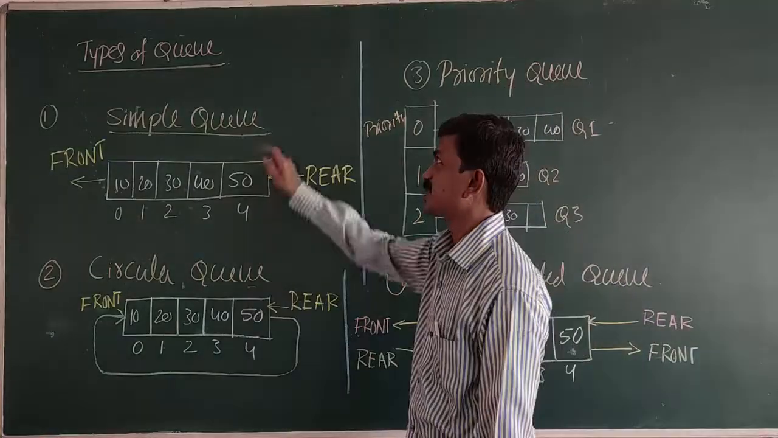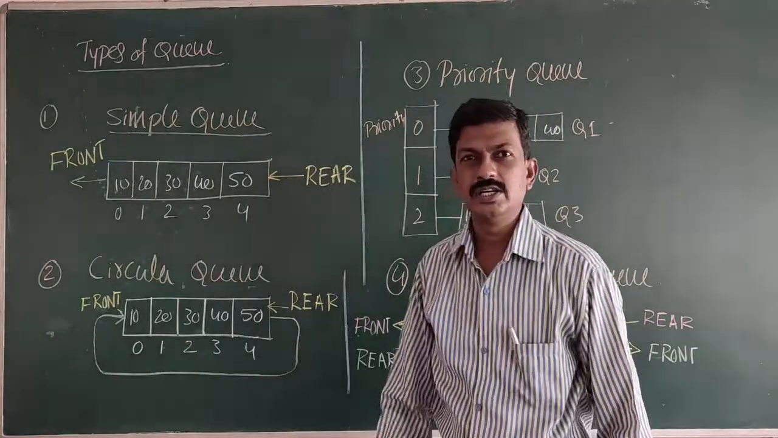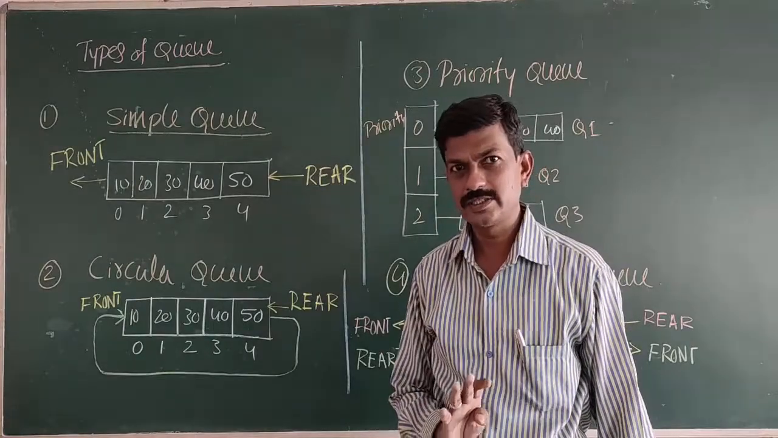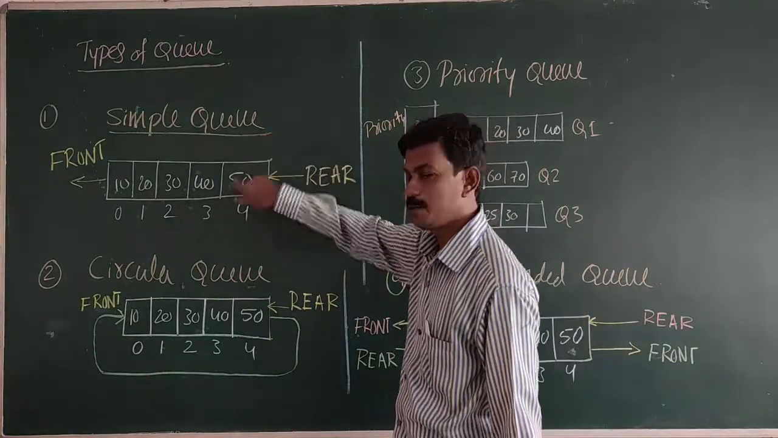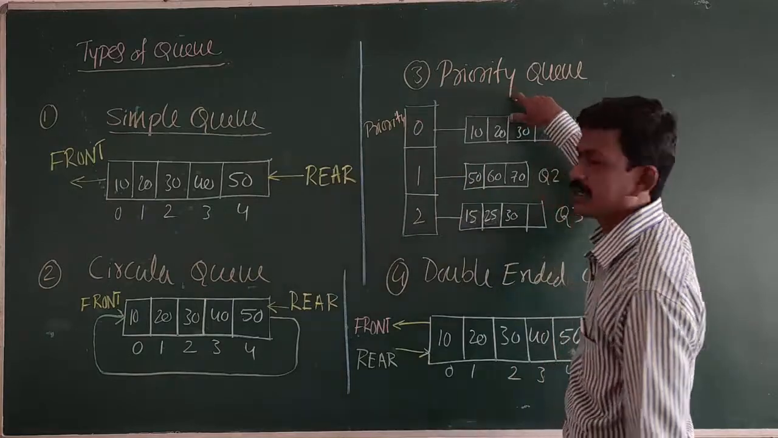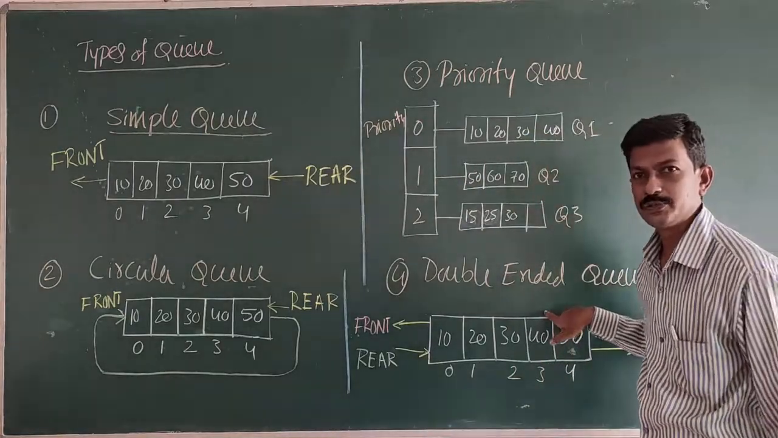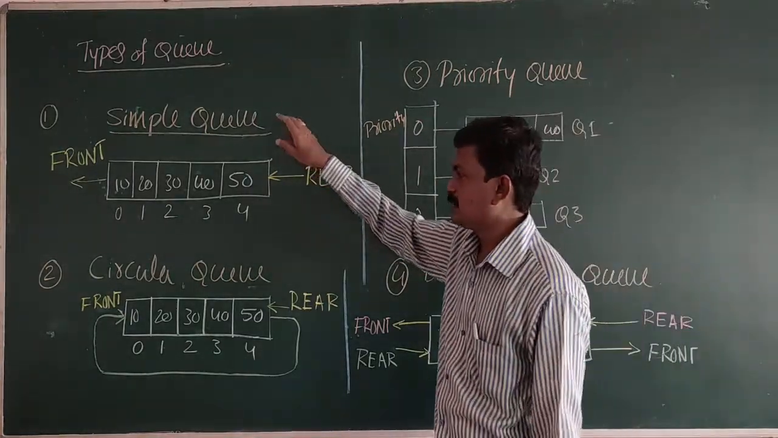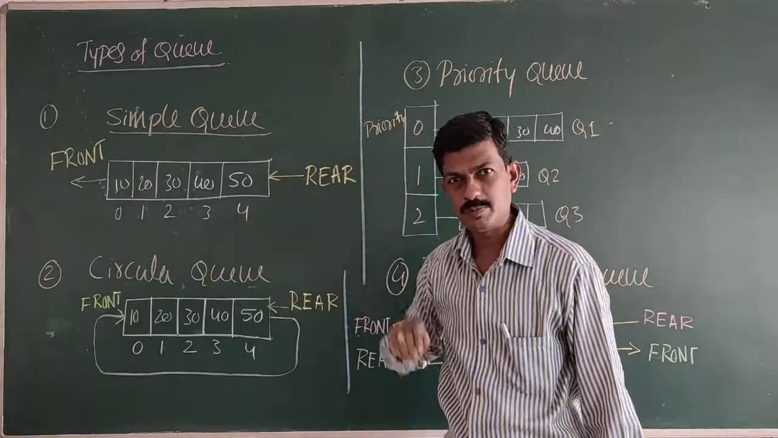Okay, now we are going to discuss types of queue. Queues are classified into four different types: simple queue, circular queue, priority queue, and double-ended queue. Now we are going to discuss these four different types of queue one by one.